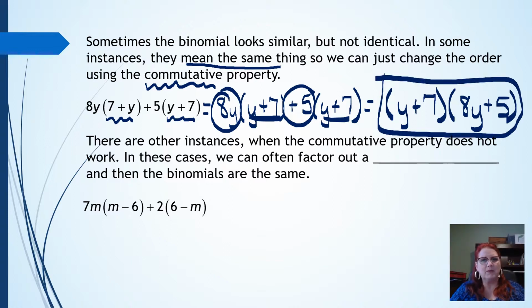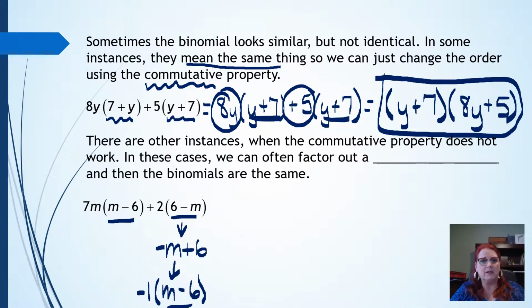But sometimes the commutative property is not going to help. For example, in this one, I have m minus 6 and 6 minus m. Even if I change this one into negative m plus 6, they're still not the same. But if I were to take this one and do one more thing to it and factor out a negative 1, now m minus 6 and m minus 6.